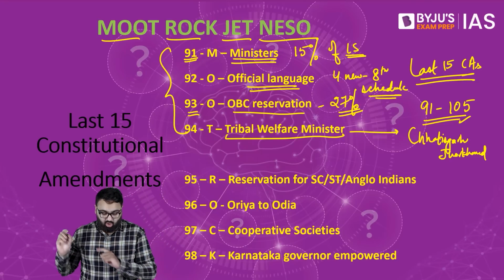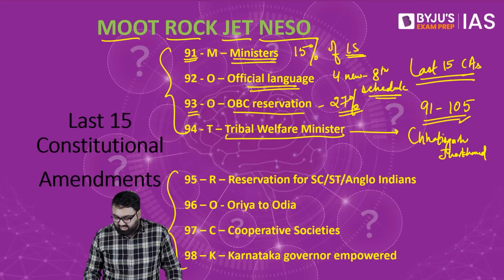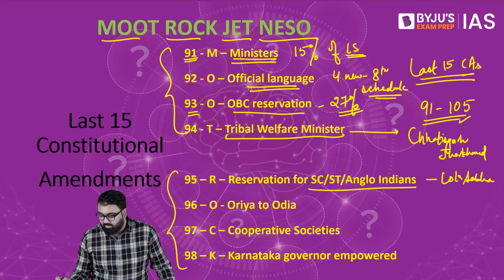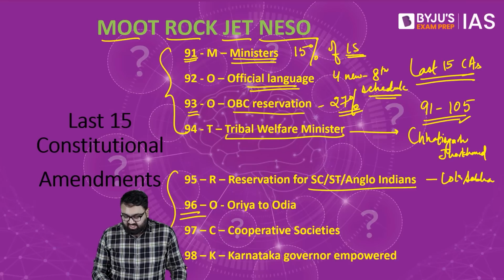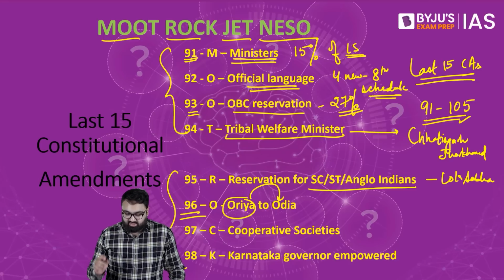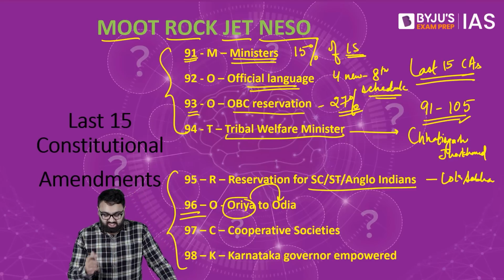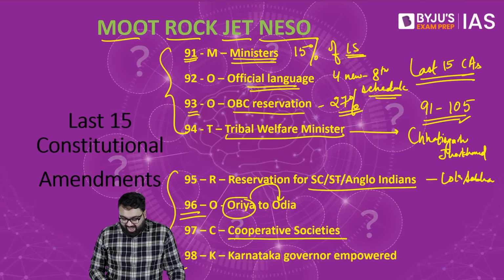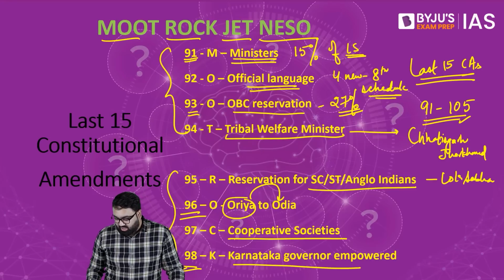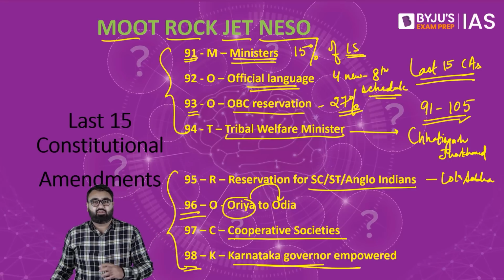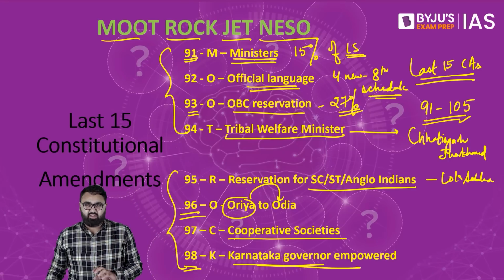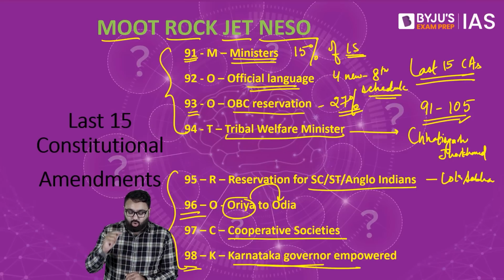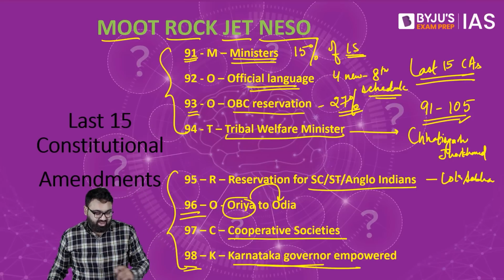Then ROCK, Rock. R is for reservation for SC, ST, Anglo-Indians, specifically in Lok Sabha, that had to be continued for 10 more years. 96 changed Oriya to Odia. So the spelling of the language Odia was changed to ODIA. 97 gave the constitutional status to cooperative societies. And 98 gave special powers to the governor of Karnataka to take steps for the development of the Hyderabad-Karnataka area specifically, that has been devoid of development for many, many decades. So this is how you can remember ROCK, 95, 96, 97 and 98.